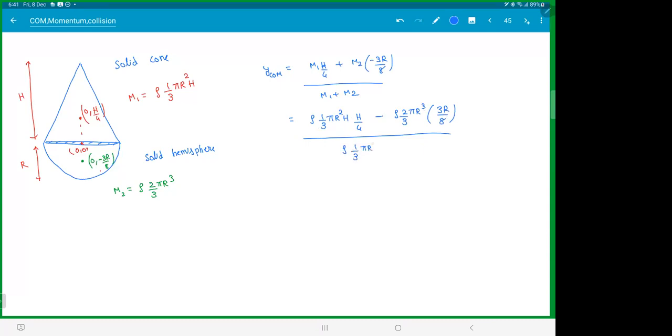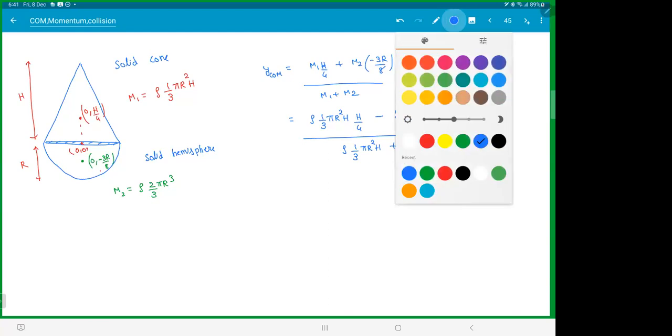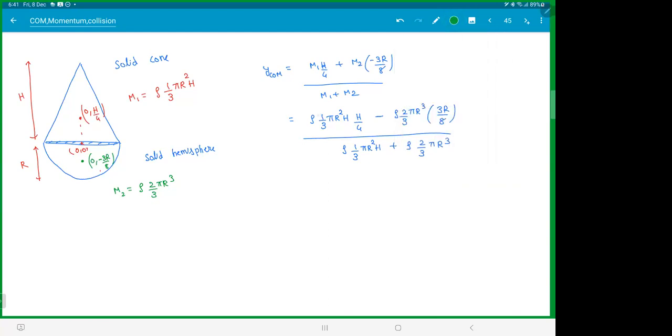Lengthy questions are fine because JEE papers are lengthy. Tough questions are something else. You see them, and it doesn't strike you what is happening. So rho cancels, and 1 by 3 pi r square cancels throughout. This is going to be h square minus 3r square by 4h plus 2r. That's your answer.